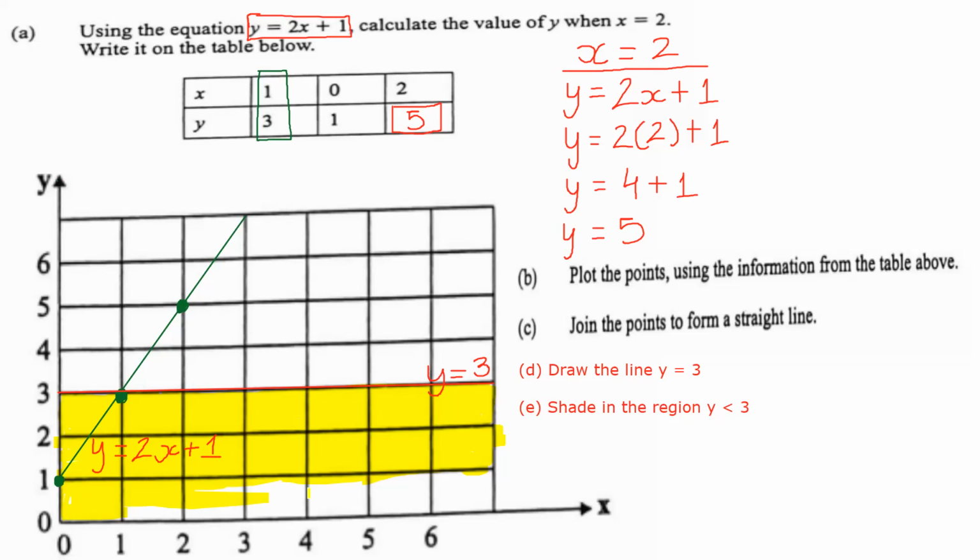Very good. Because it's less than 3. All right, so it's going to be y is less than 3. So these are going to be the numbers less than 3. Y is less than 3.